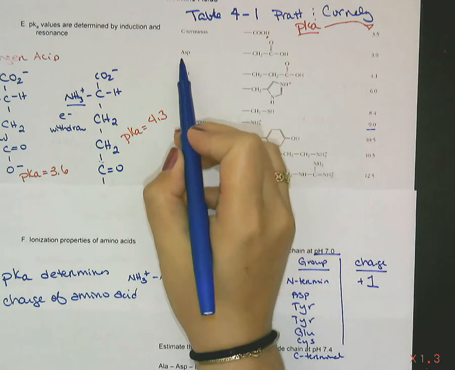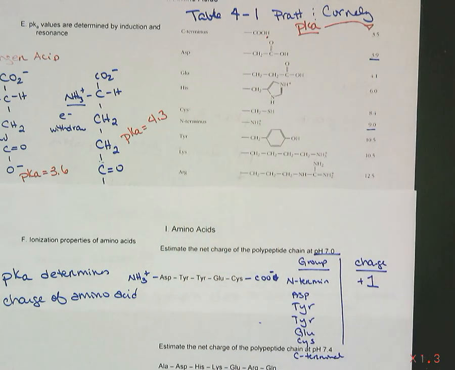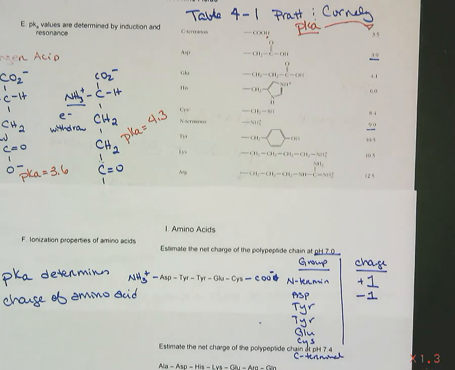Here I am looking at aspartate. The pKa of that is 3.9. I'm at pH 7. Is that going to be protonated or deprotonated? Deprotonated. Does that have a charge of +1, 0, -1? -1. So far, so good?